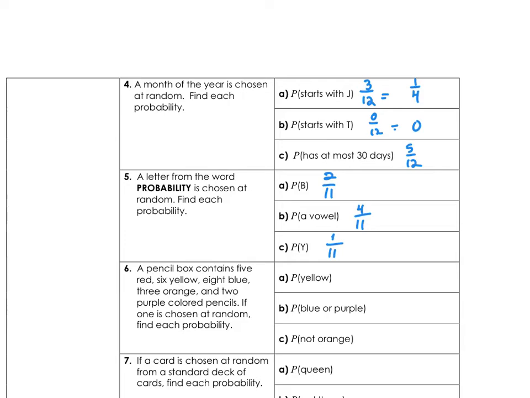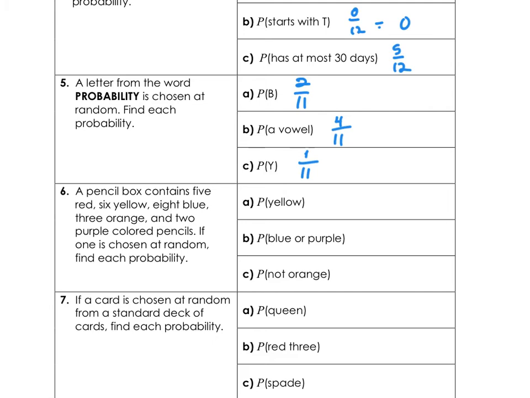All right, now we've got a pencil box here that contains 5 red, 6 yellow, 8 blue, 3 orange, and 2 purple colored pencils. If one is chosen at random, find each probability. Well, the first thing I'm going to do here is figure out how many total colored pencils I have. So 5 plus 6 is 11, plus 8 is 19, plus 3 is 22, plus 2 is 24. So our total is 24. So that's going to be the denominator for all of our probabilities, unless, of course, we simplify it.